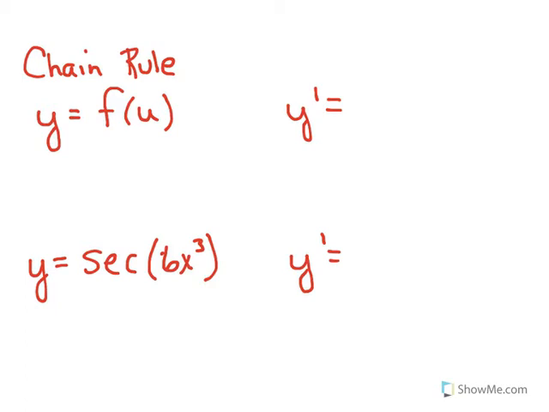Next thing we're going to look at are some general rules. The first one is the chain rule. The chain rule is when there's one function stuck inside of another function. U is the inside function, f is the outside function.